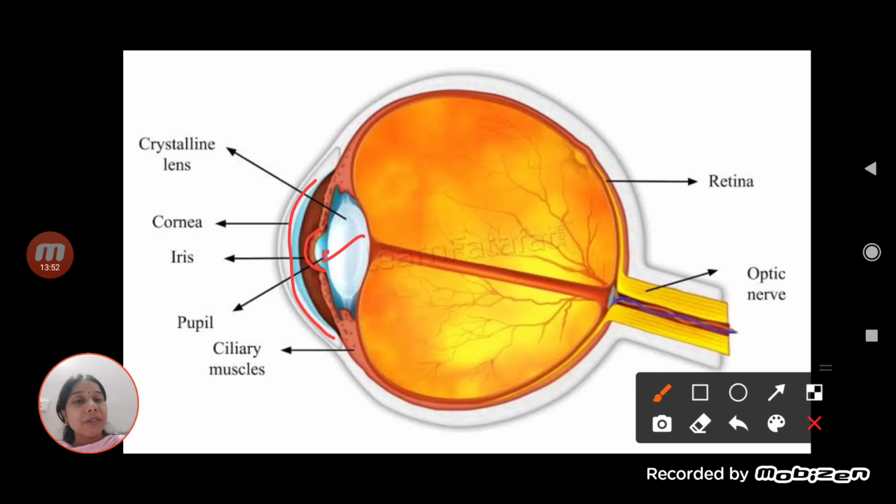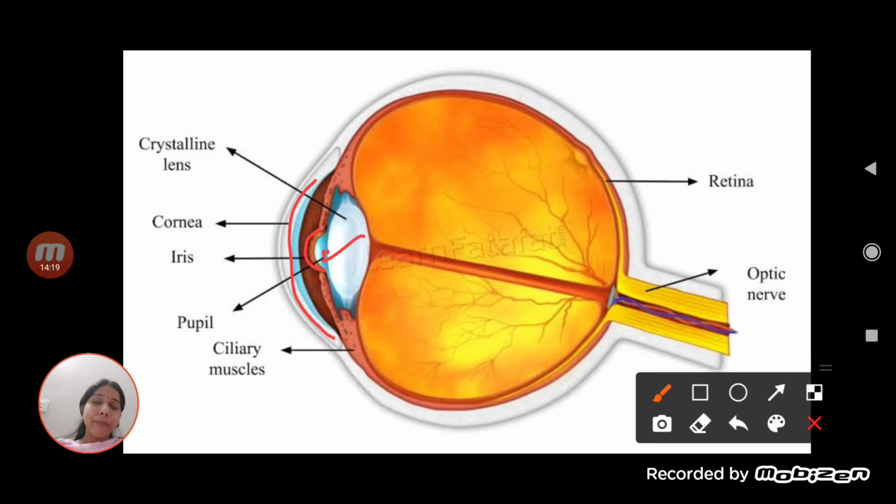Now let us try to understand what is the role of the iris. Actually, the iris helps in regulating the amount of light entering into the eye by controlling the size of the pupil. Controlling the size of the pupil will control the amount of light that enters through it. How is it so?